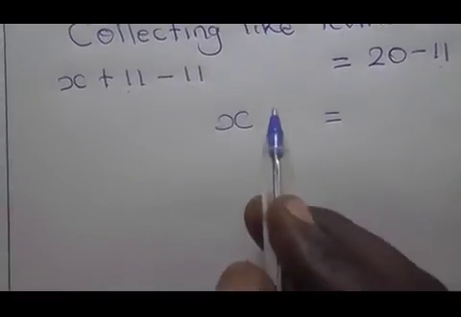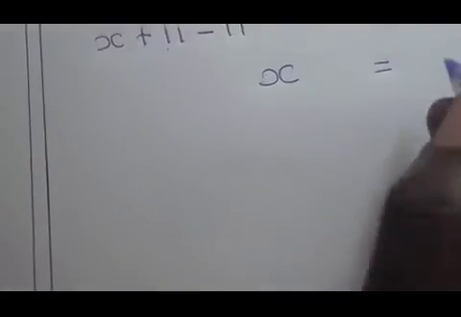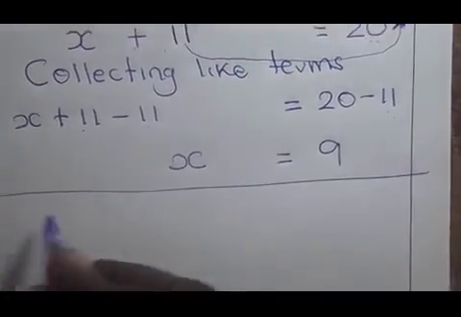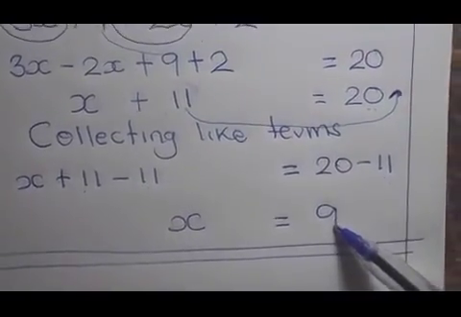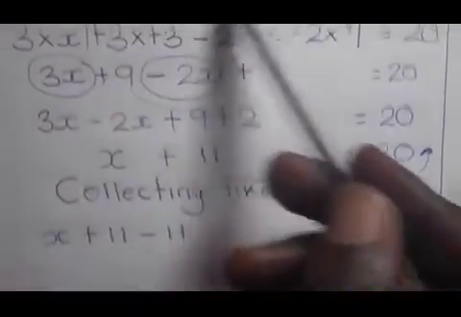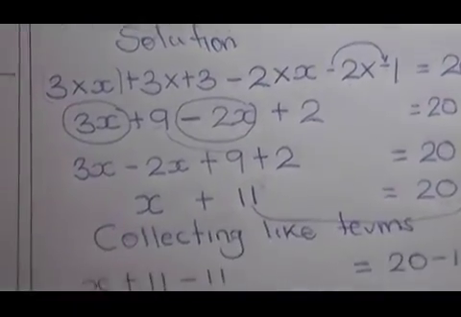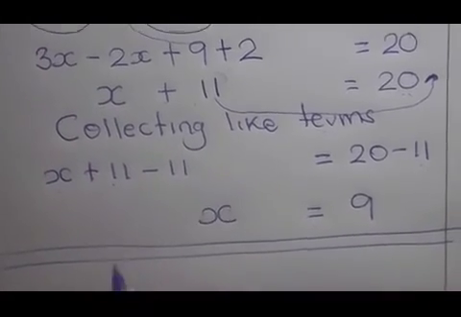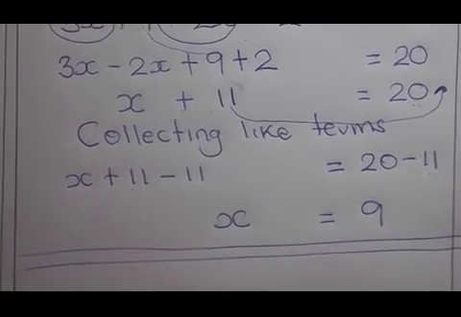And when we subtract 20 minus 11, what do we get? I know you've already got your answer as 9. And x becomes 9. Meaning, when we substitute our answer in our question, where there is x, we put 9. The equation will balance. On both sides, we have 20 equals 20. Try that. Check your answers always. And that is the beauty of mathematics.